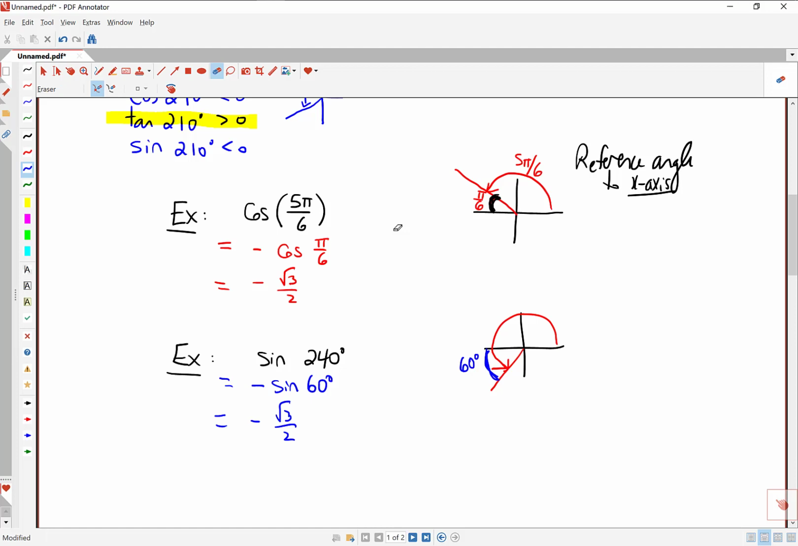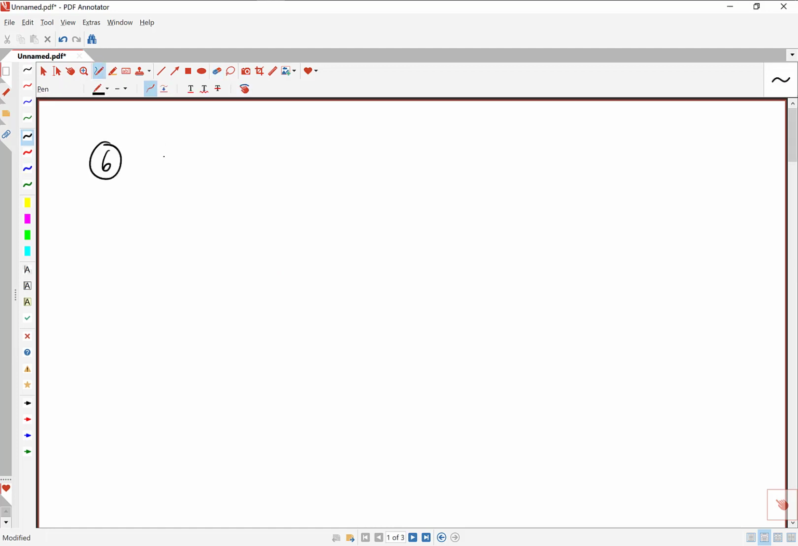Now you don't really need to know the graphs of the sine, cosine, and tangent functions for this course, but if you are curious to refresh your memory, you can look at the notes, and I've got the graphs drawn in there. So item 6 here, this is a really important notational point. When we write sine squared x, what that means is sine x all squared.